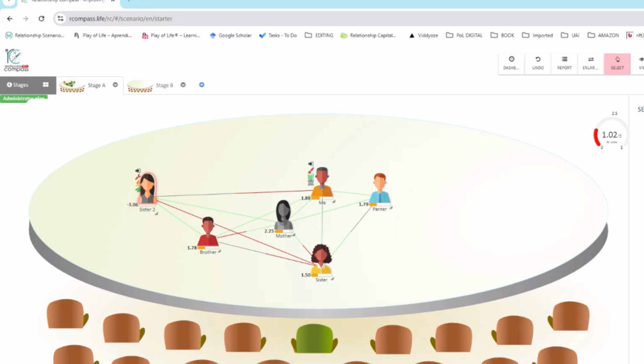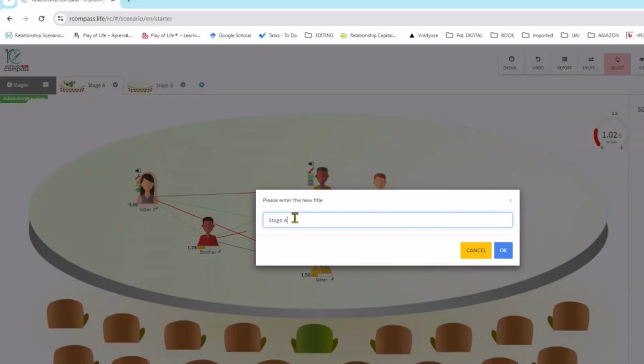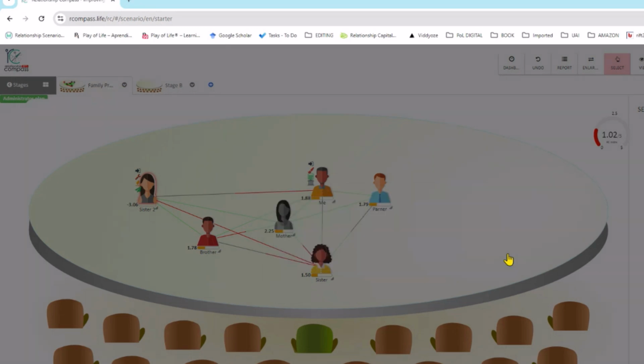Okay, but now let's go to, this is called stage one. On the top, you can see here stage one. I will put the name here. I will put family present.